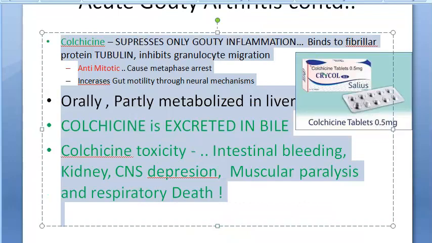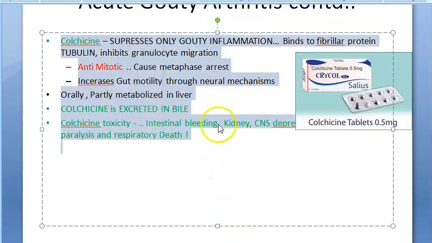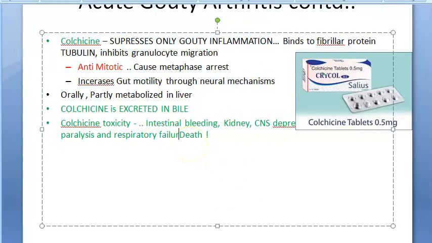Respiratory failure can lead to death. So this is about colchicine toxicity. What increases the colchicine toxicity? Some other drugs which inhibit some enzyme which metabolizes this colchicine.